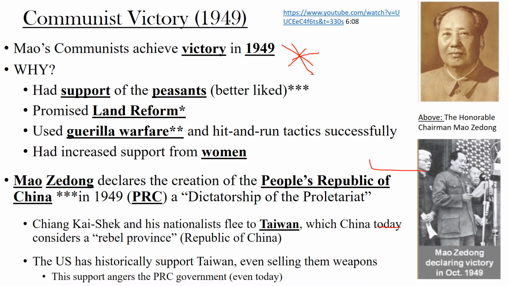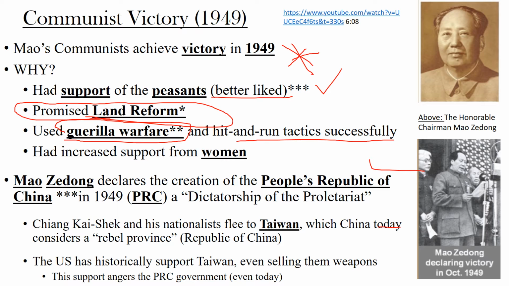So why do the communists win? One, they had the support of the peasants. They were just better liked. Their goals seemed more in line with peasant goals of getting land and not having landlords squeeze them. They promised land reform. They promised giving land to the common people. They used guerrilla warfare. The nationalists were trained to fight like a standard army of the time, you know, stand up, pitched battles. And the guerrilla warfare, hiding in the mountains, hit and run tactics, they can pick apart more standardized armies, or at least make them suffer very high casualties. And they also had increased support from women because they promised a more egalitarian society.